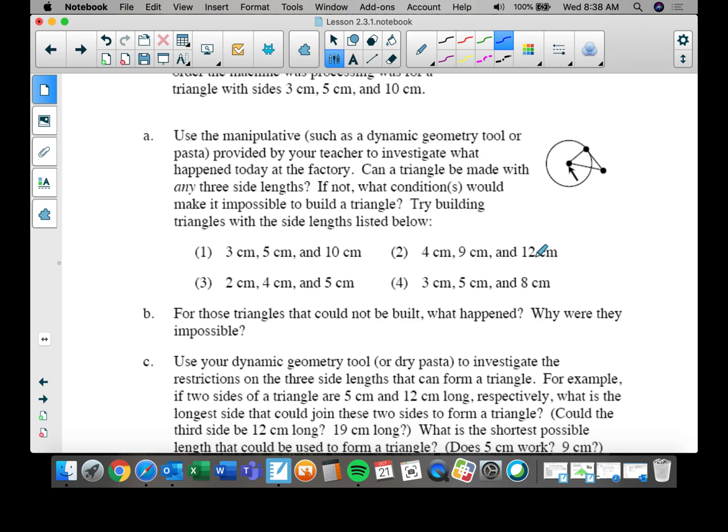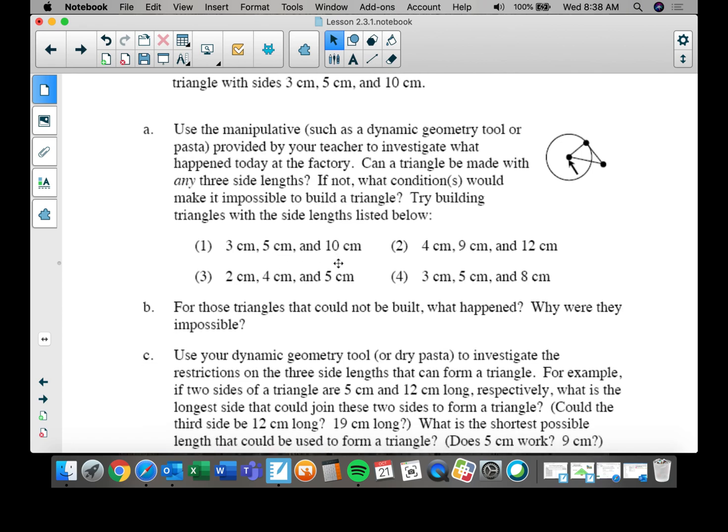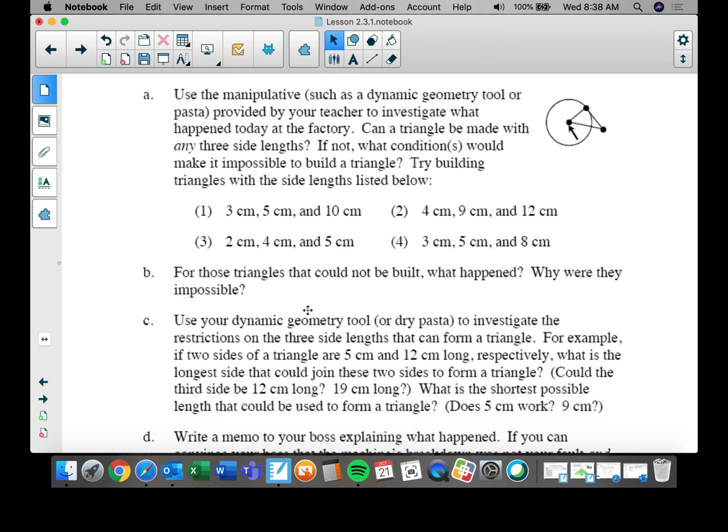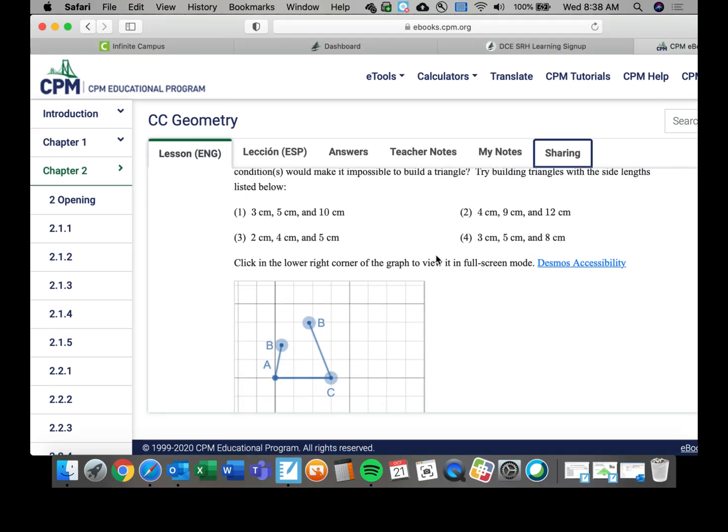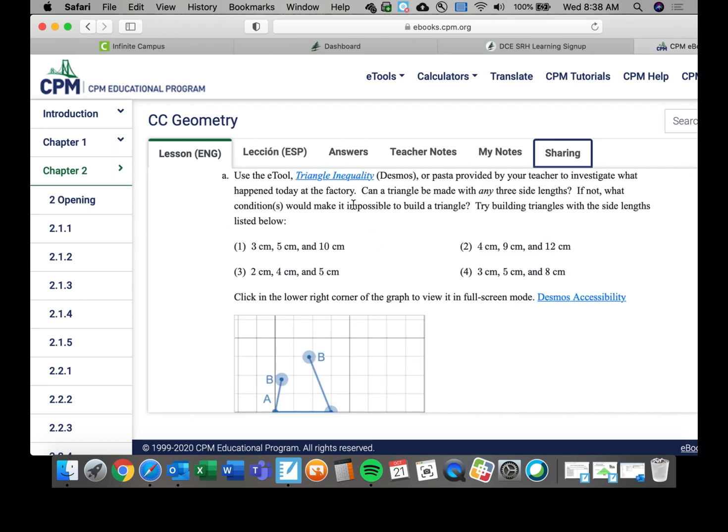In this scenario, notice it says use a manipulative, or I'm going to use one of the e-tools to see if I have 3, 5, and 10 as my 3 side lengths, can I actually make a triangle out of that? So if we go to this, I'm going to go into the ebook, and what I am doing is I'm going to take a look here.